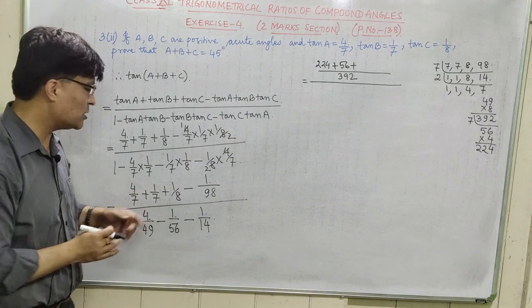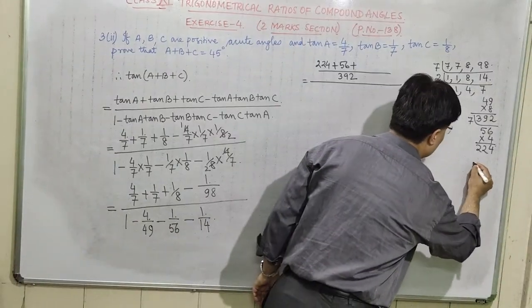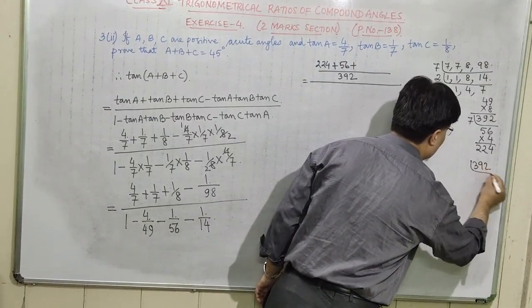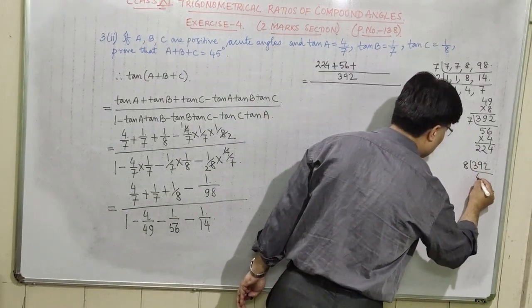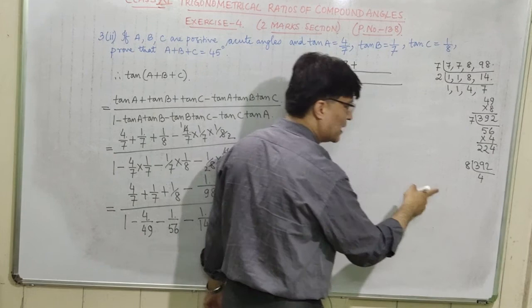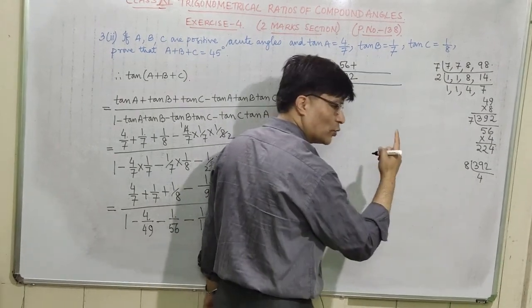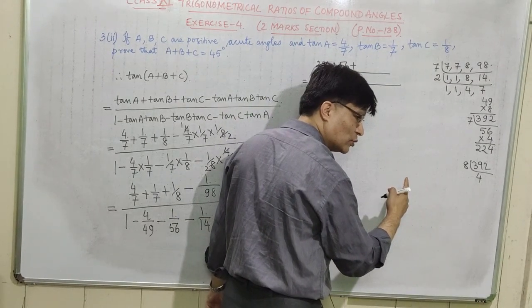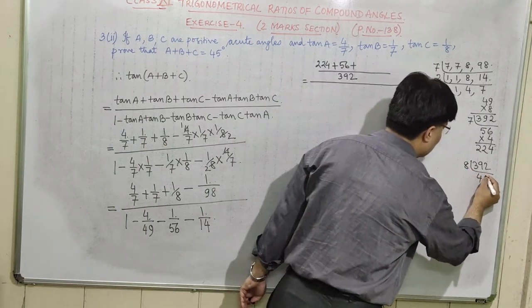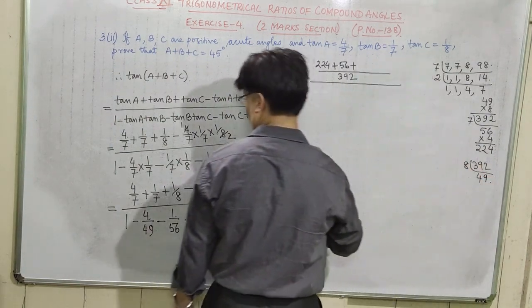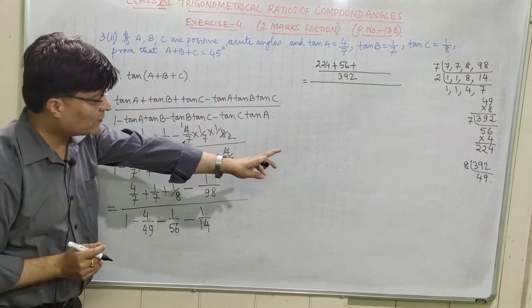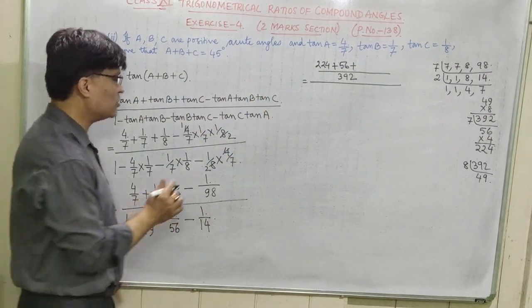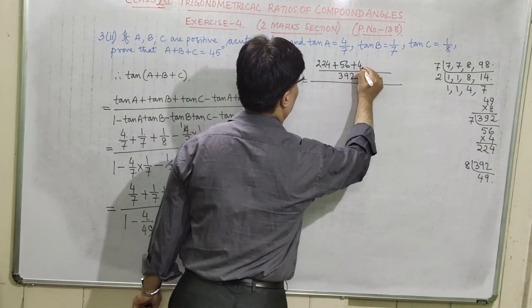Now this 392 is divided by 8. You know that 8 5s are 40, 8 4s are 32. So 39 minus 32, 72. 8 9s are 72. So this 392 divided by 8 gives 49. So 49 into 1 is 49.